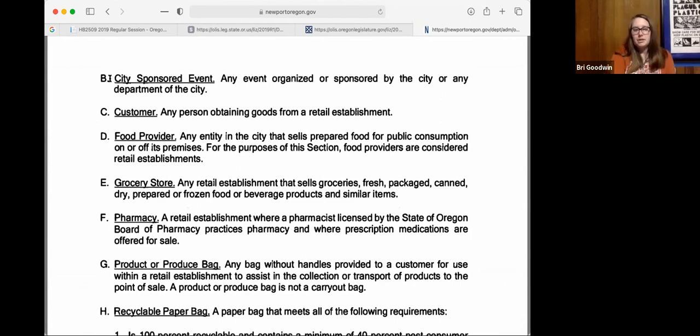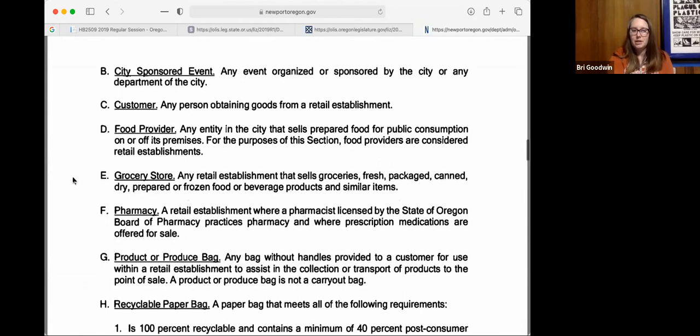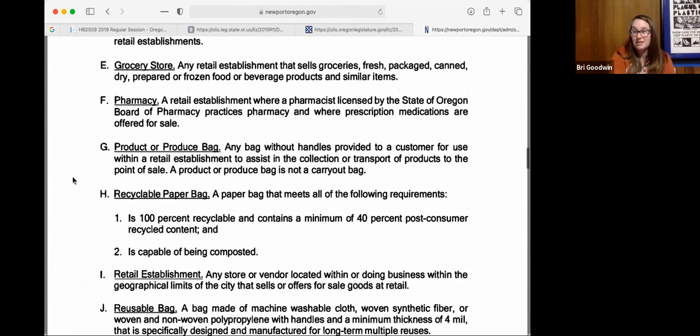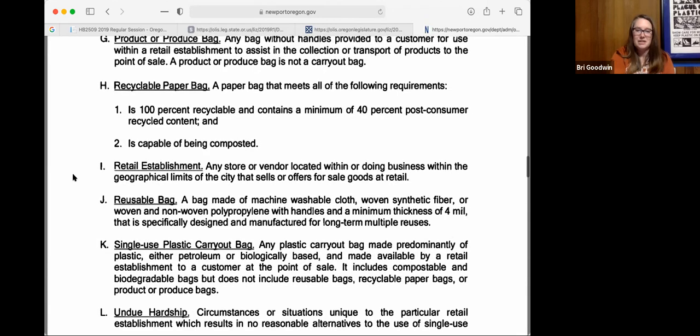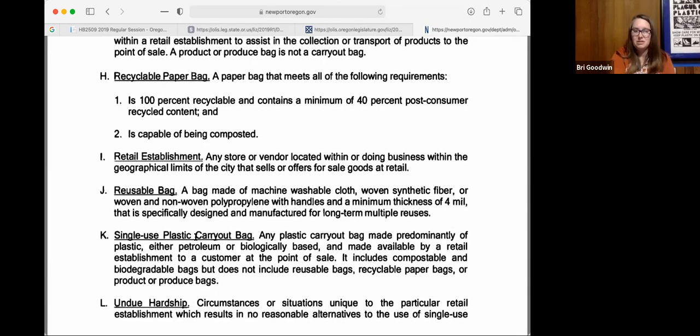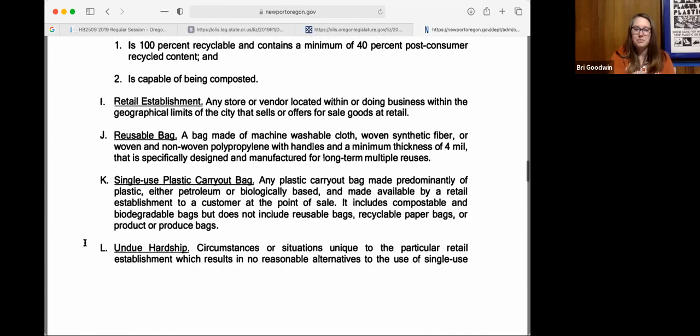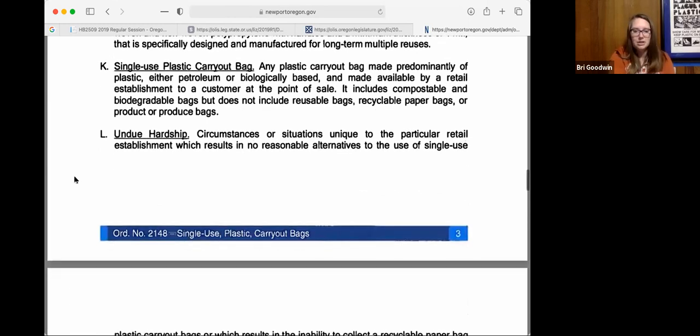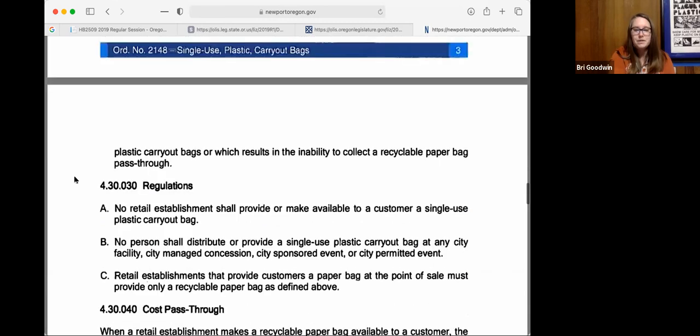Something I like to see in bills, this is just the definition, but later, like city-sponsored events, and making sure that it's applicable to those city-sponsored events. So we're still in the definitions of this ordinance. You can see tons and tons of definitions. It needs to be defined in the law, so that it's abundantly clear what types of businesses, what types of materials, what types of bags, all of that. And you'll see undue hardship is also defined, and we'll get to that section and talk about that a little bit.